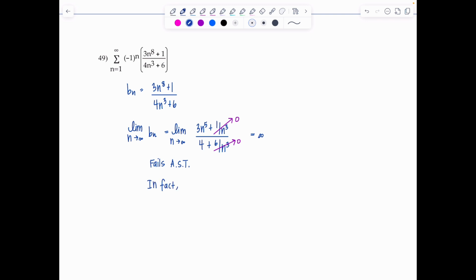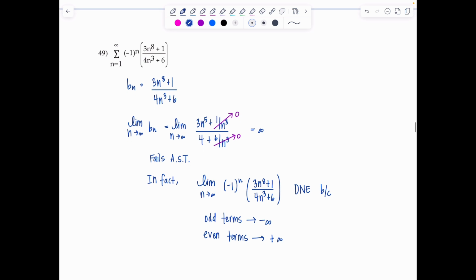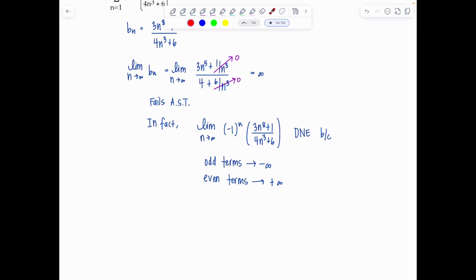So in fact, if you want to say the limit of n approaching infinity of -1 to the n, 3n to the 8th plus 1 over 4n cubed plus 6 does not exist because the odd terms approach -infinity and the even terms approach +infinity. And if the limit of the terms doesn't exist, then most certainly the limit is not 0, right? That means the limit as n goes to infinity of a sub n is not 0.